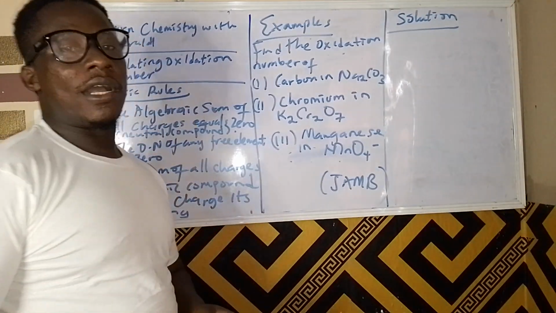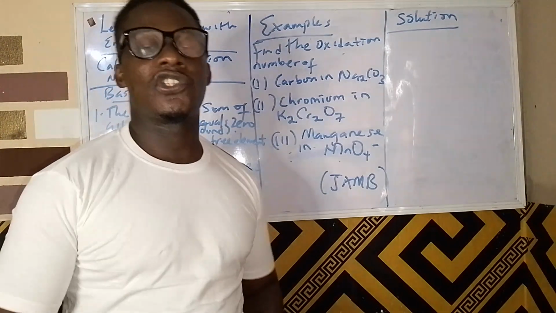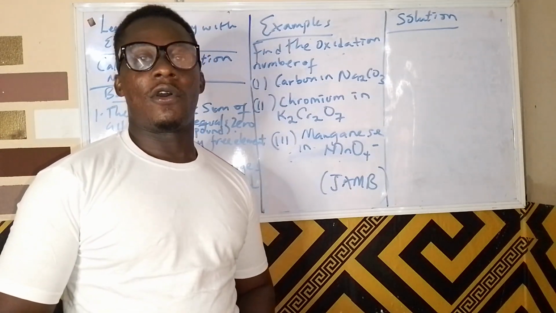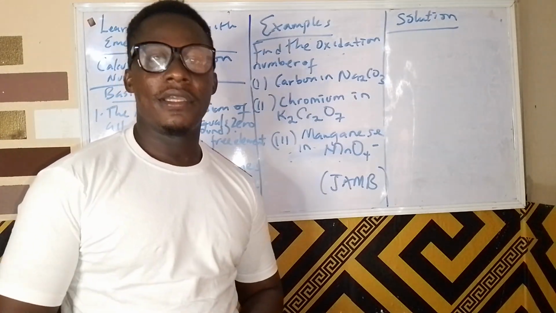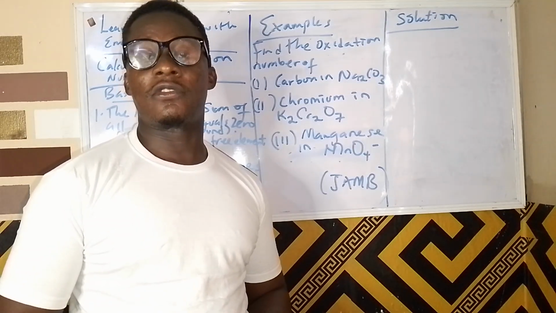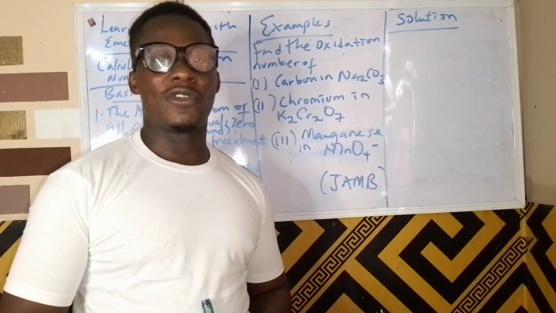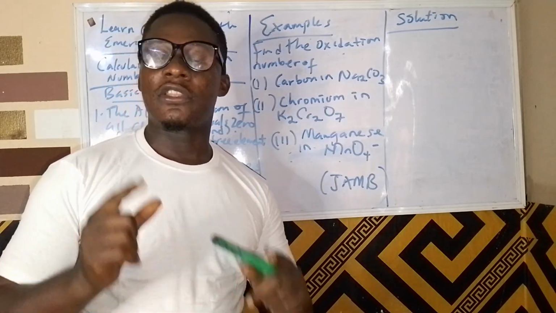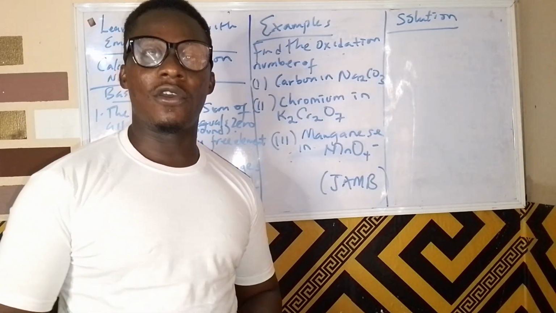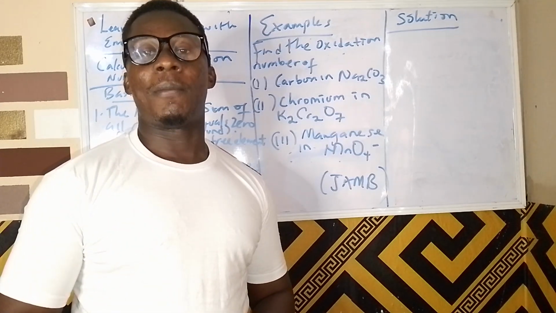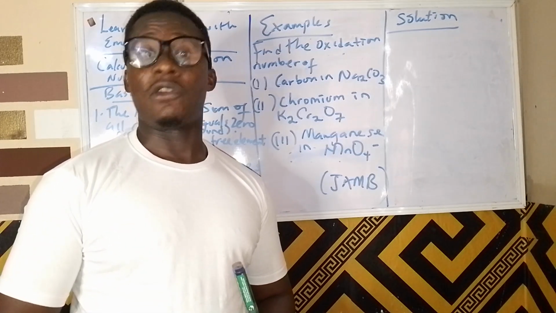In today's class, we look at how we solve for oxidation number. Of course, you know that oxidation number is the total number of electrons an atom will gain or lose in order to become a neutral atom, or the total number of electrons an atom will gain or lose in order to combine chemically with another atom.